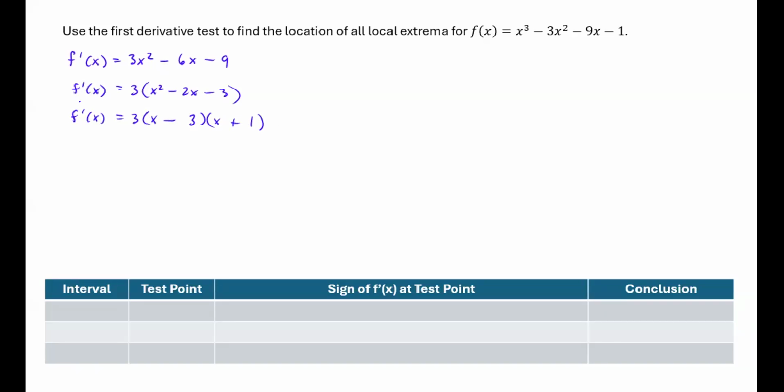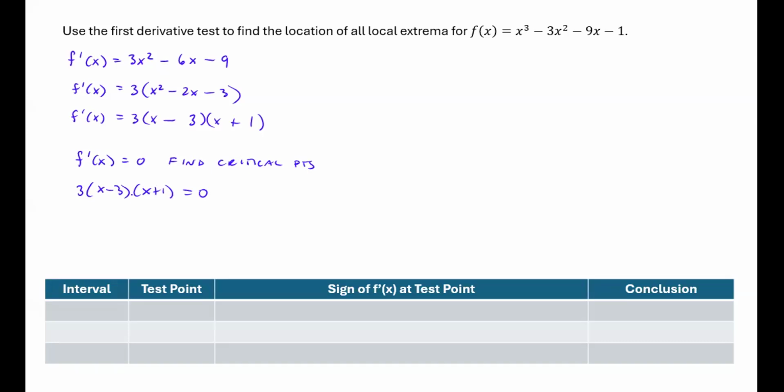And if we're using this first derivative test, we want to take our derivative and set it equal to 0, and we're going to find the critical points. So take our derivative, set it equal to 0. This will help us find critical points. All right, so I'm going to take that whole function, 3 times x minus 3 times x plus 1, and set this equal to 0.